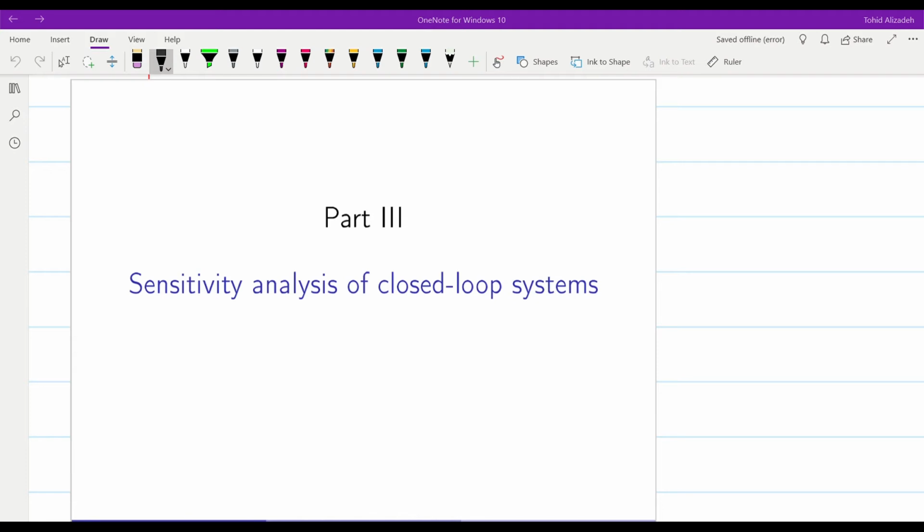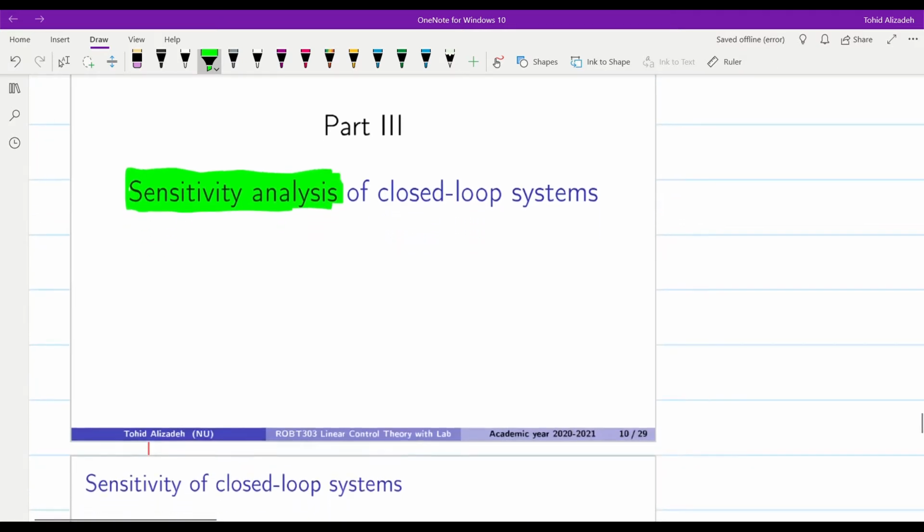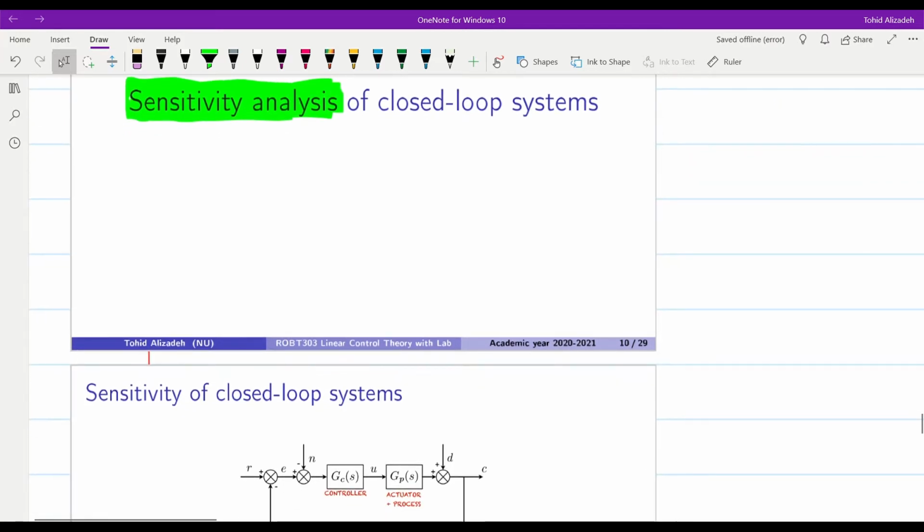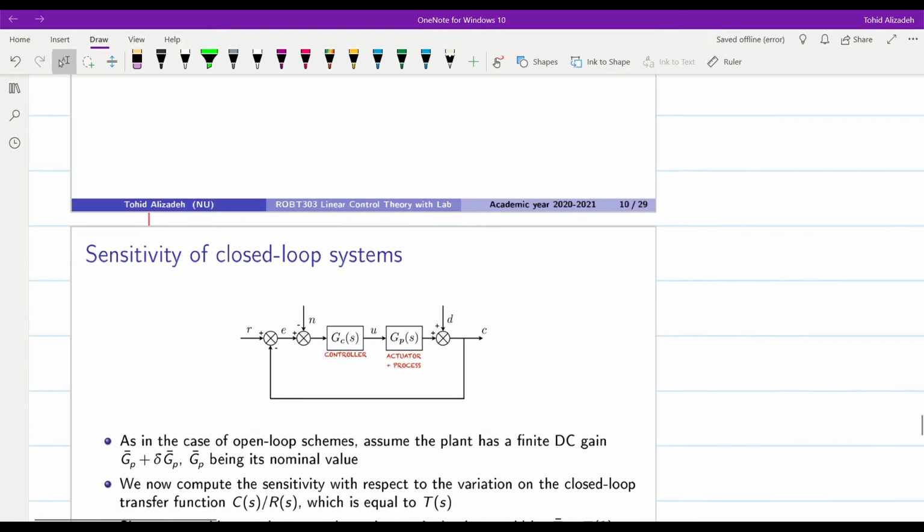Hello everyone. In this part of the steady-state analysis of closed-loop control systems, we will focus on sensitivity analysis. We already have introduced the sensitivity functions in the previous video lecture. So over here we will focus on analyzing these closed-loop systems in terms of sensitivity, and then you will find the connection between this and the sensitivity functions that we just defined.